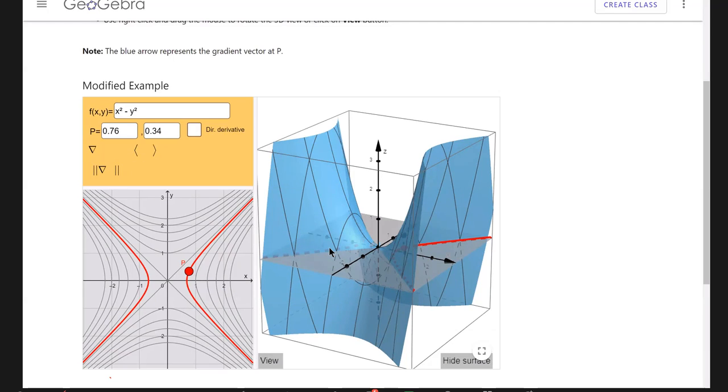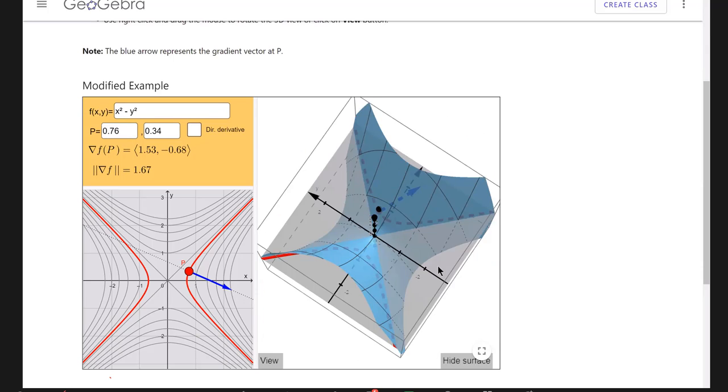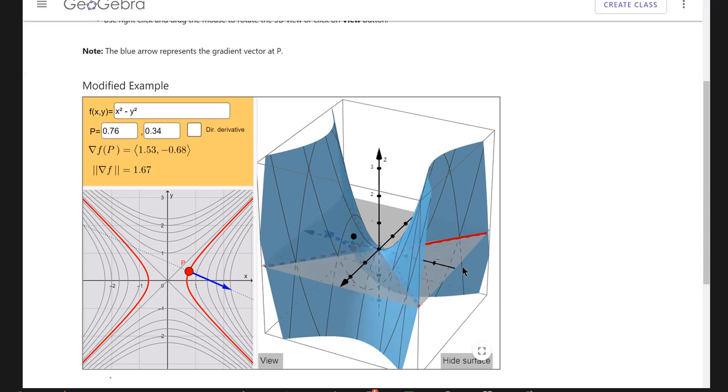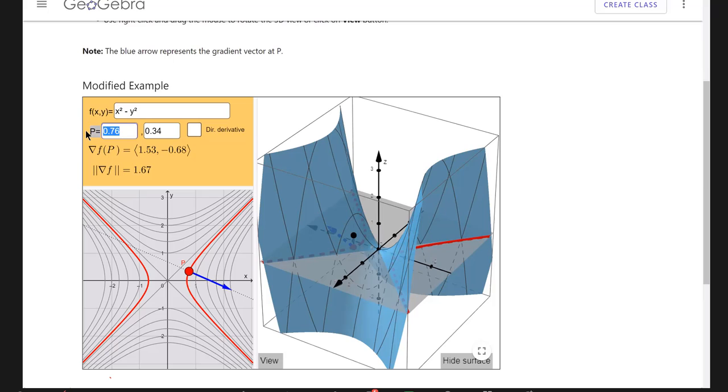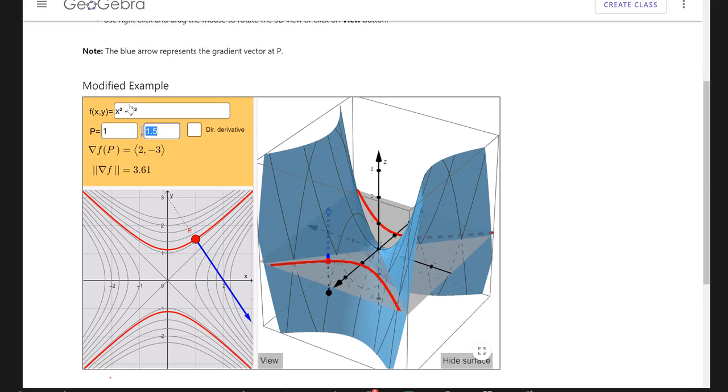All right, so here we've got our function. In this case, it's the function x squared minus y squared. That gives us this graph with a surface with a saddle right here. And I'm going to go ahead and move this point to 1 comma 1.5. So that gives us this point on the curve here. Does everyone see this red point right here? That's the same as this P right here on the contour plot.